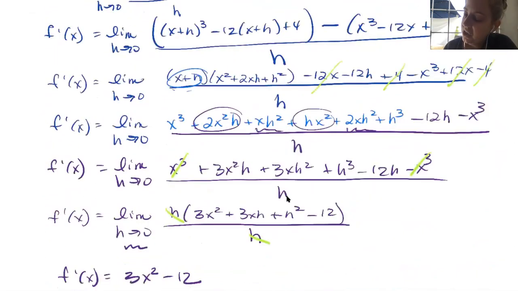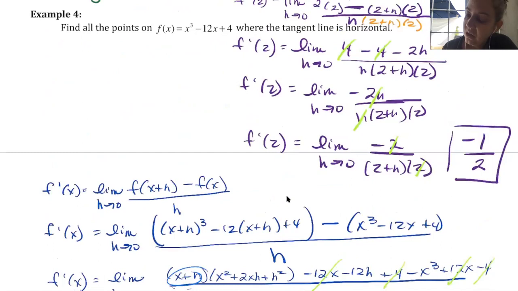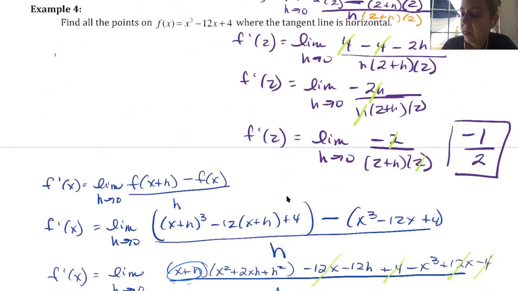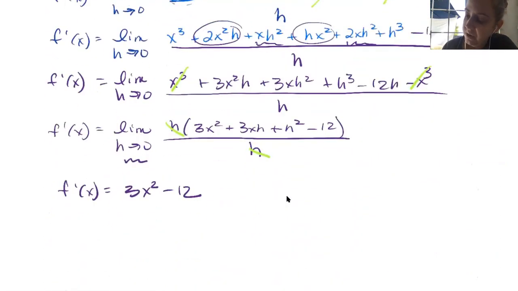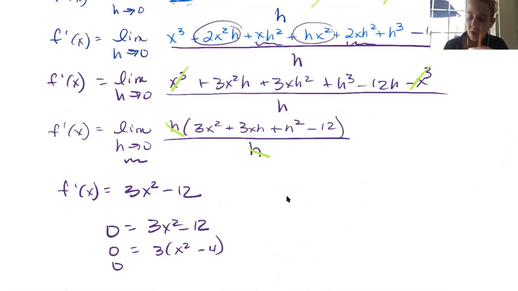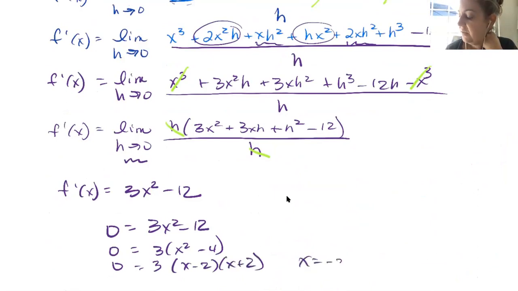All right. I want to know, where is the tangent line horizontal? Horizontal tangent line has what slope? Horizontal means slope equals 0. So we are going to come down here to this derivative that we found and set it equal to 0. Bravo. Solve for x. I'm going to factor out a 3. Now, I'm going to factor with difference of squares. My solutions are -2 and +2. That's where I have a horizontal tangent line.